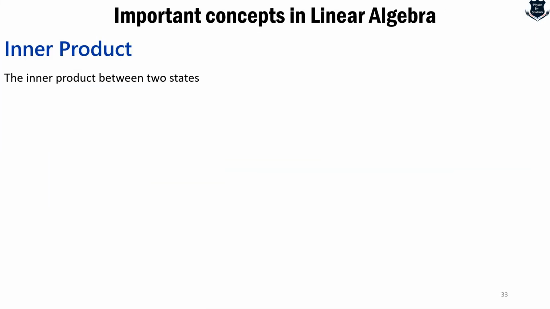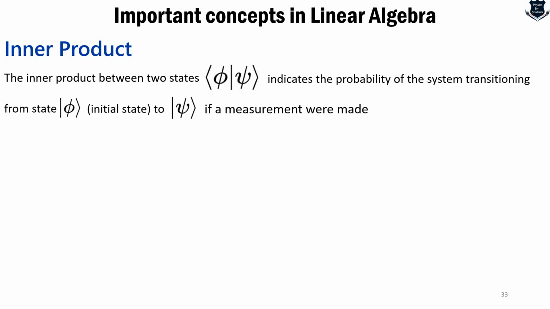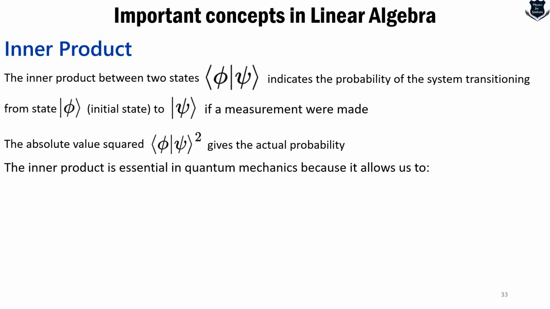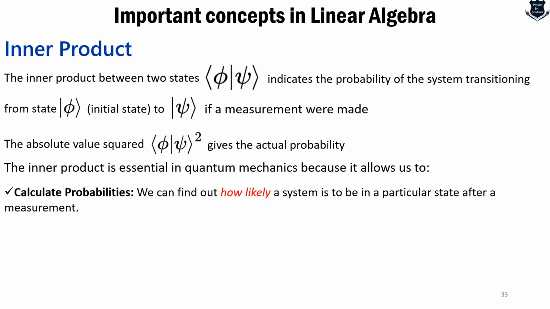The inner product between two states indicates the probability of the system transitioning from one state to another. That means how a quantum state transits from one to another is measured through the inner product. And obviously, using the Born rule, if we square it, we get the actual probability. But we are not concerned about the actual probability. The inner product is important in quantum mechanics. First, it allows us to calculate probability, that means how likely a system will be in a state.